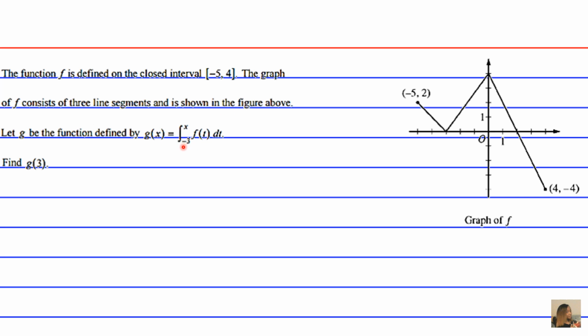The equation that defines g is an integral from -3 to x, so x can be any point, okay, right here. So we're asked to find g of 3, so we would be integrating the region from here to there, not this entire figure, okay?